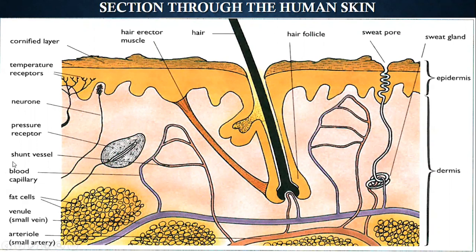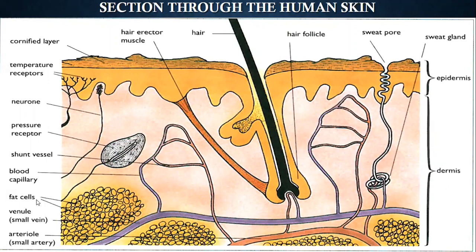You also have shunt vessels. So you're seeing here you have your blood capillaries. All right, so again, we come back to blood capillaries. We'll come back to arterioles and venules. I told you this will come back to haunt you. And here it is, haunting you.